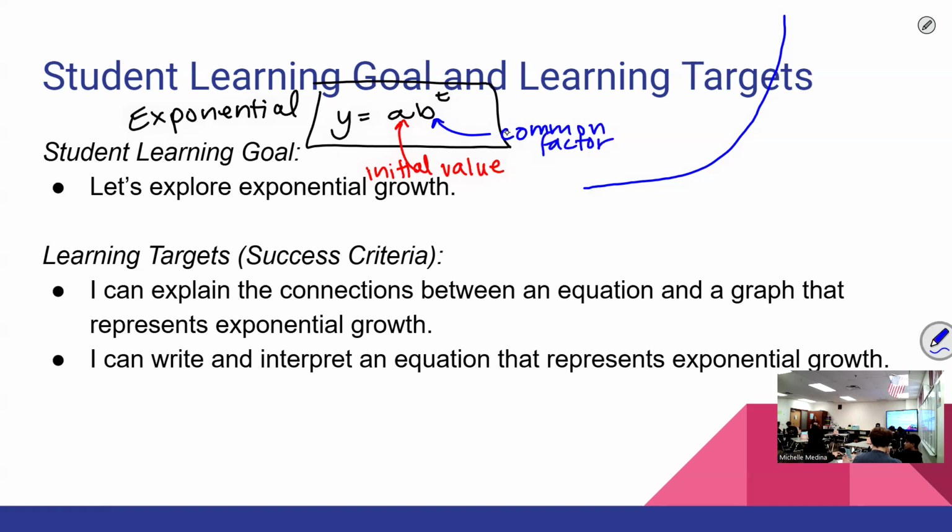So if it's doubling, what's our common factor? 2. If it's tripling, what's our common factor? If it says it's multiplying by 10 each hour, what's our common factor? So that's what will be attached to an exponent. The exponent represents time. So if they're saying that time is hours, seconds, minutes, days, whatever they're saying is going to be the exponent on the common factor. All right, and that's basically what we learned today.